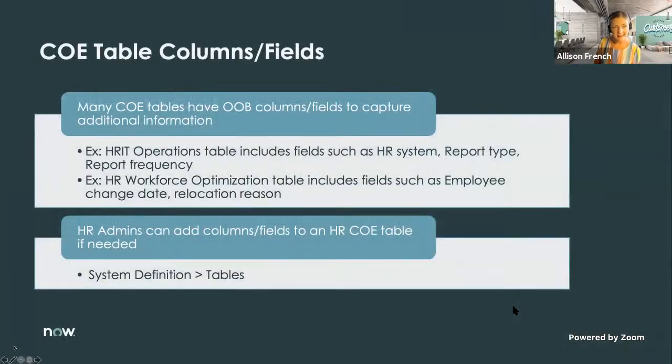So first on the list is that in addition to those COE tables that we talked about earlier, those COEs have columns or fields that are good for you to know about. And these can be used to capture additional information. We saw some examples of that when we were configuring those sample HR services, but just to give a couple more examples here, let's say if we look at our HRIT operations COE table, we have fields like HR system, report type, and report frequency. And within our HR workforce optimization COE table, we have fields like employee change date and relocation reason. Again, we saw some examples of that when we were configuring.